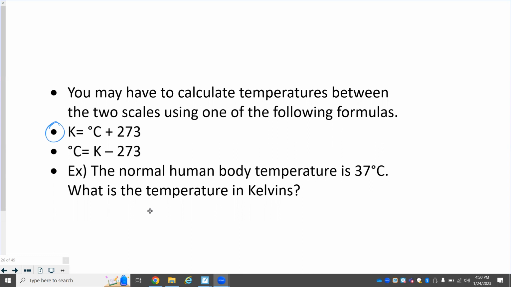So for example, the normal human body temperature is 37 degrees Celsius. It wants to know what's the temperature in Kelvin. You're simply going to do 37 degrees Celsius plus 273. And that gives us a temperature of 310. And our unit for Kelvin is just that capital K. And yet again, remember, it does not have a degree symbol.